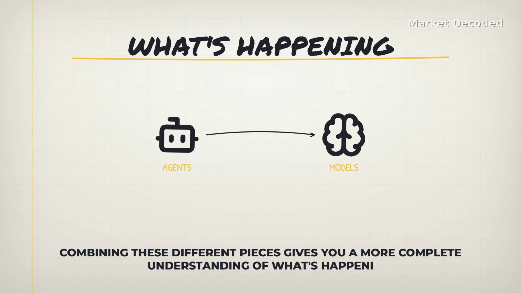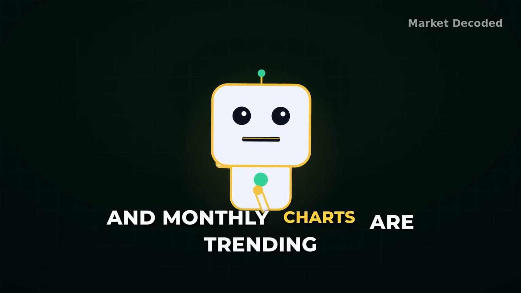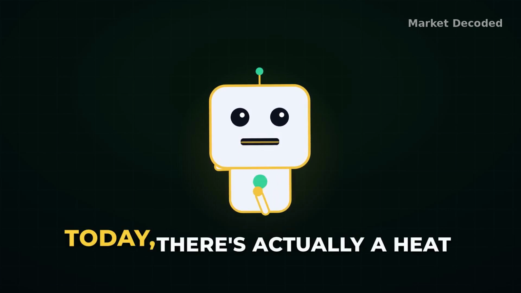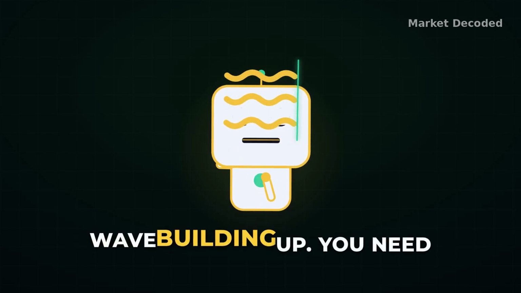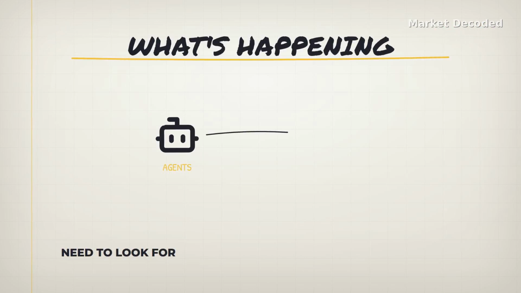Now, imagine you're looking at multiple time frames. You see daily candles showing some volatility, but weekly and monthly charts are trending upwards. This is like finding out that while it's raining today, there's actually a heat wave building up. You need to look for confirmation across these different time frames to be sure.